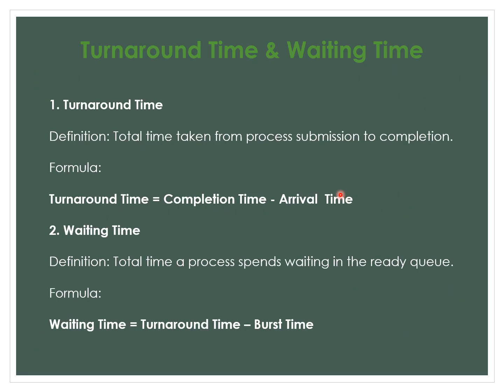Before solving the problem, we must know the formulas for turnaround time and waiting time. Turnaround time is the total time taken from process submission to completion. The formula for finding turnaround time is completion time minus arrival time. Next, waiting time. It is the total time a process spends waiting in the ready queue. The formula to find waiting time is turnaround time minus burst time, or execution time, of the process.